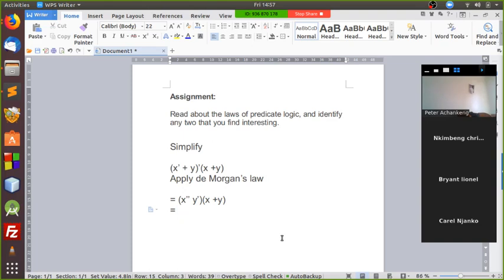x times 0 is what? Anything plus 0 is what? Is that thing.